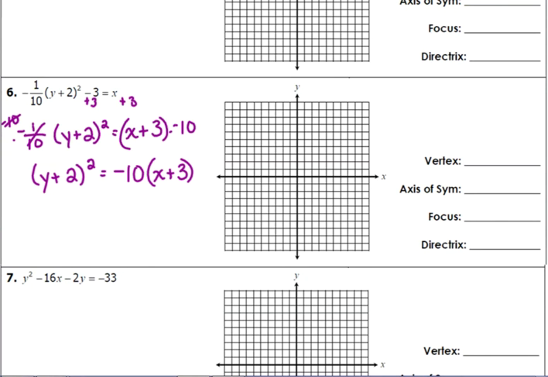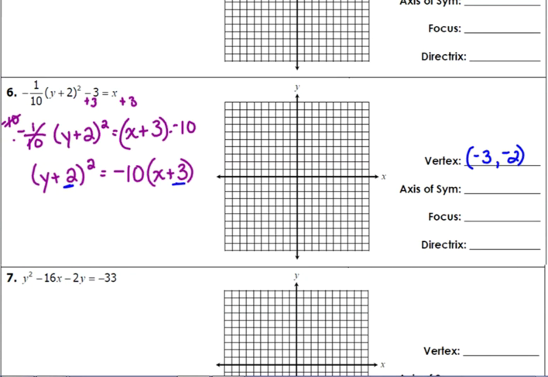So now we're in standard form. We can identify our vertex. We can identify everything that we need to identify. So our vertex, change the signs: -3, -2. Make sure that you get the x and the y in the correct order.